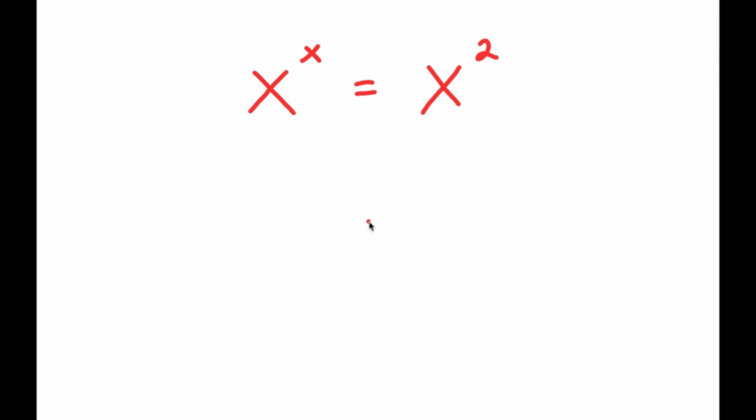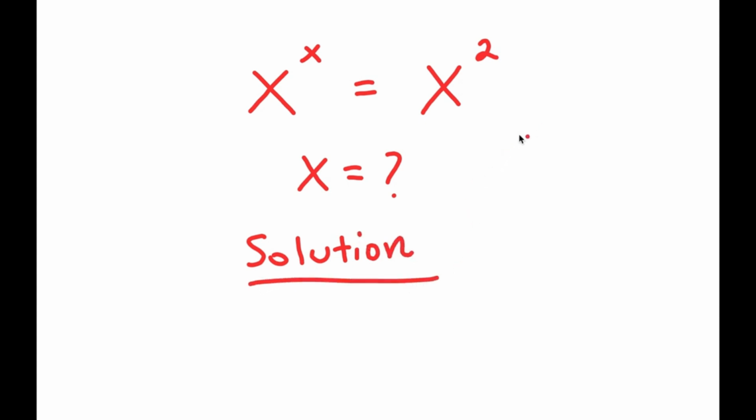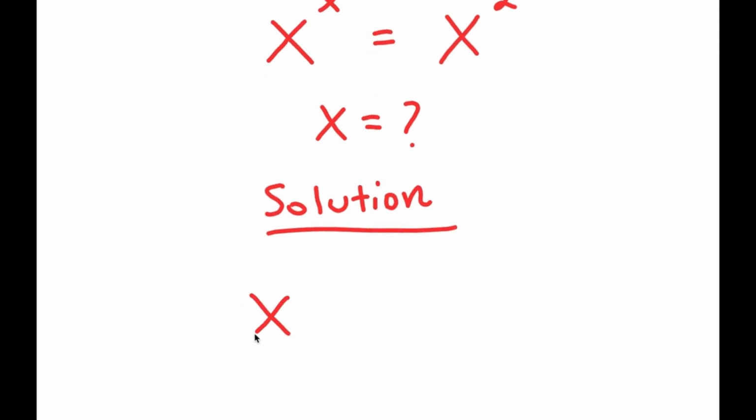Alright, so in this problem, I have x to the power of x is equal to x to the power of 2. So I want to find the value of x here. So for my solution, I'm going to first start by rewriting my equation.